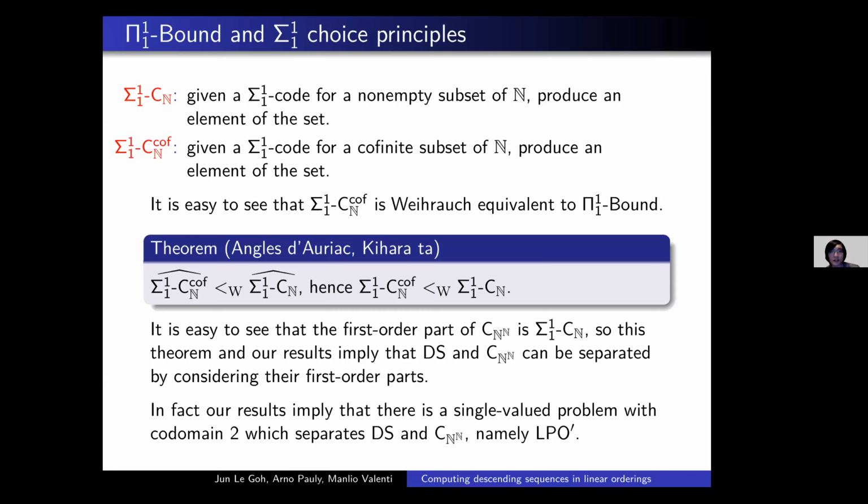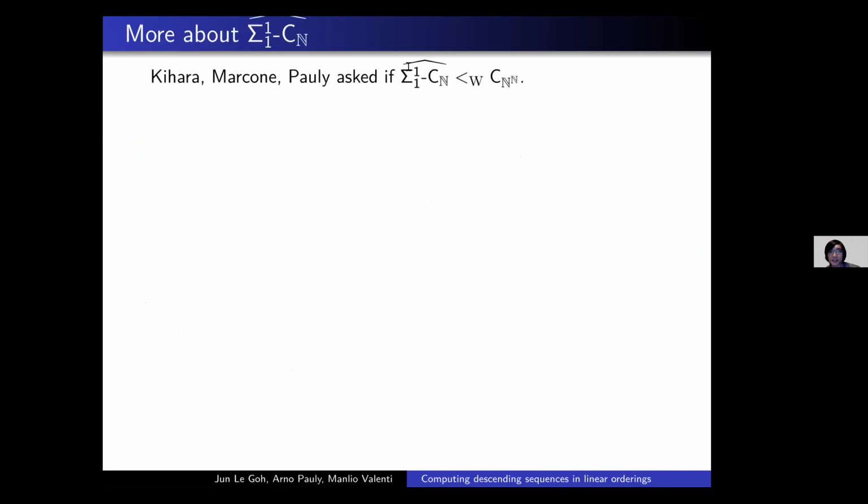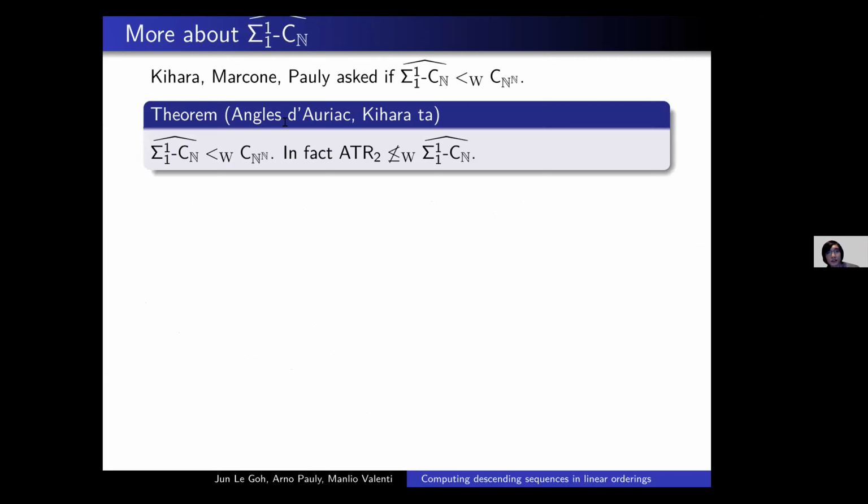In the remainder of the talk, I want to talk about another result in this paper by Angles-Dorec and Kihara, which concerns the parallelization of sigma 1 choice. Earlier, Kihara, Makona, and Polly asked if this is strictly below choice on Baire space. Angles-Dorec and Kihara showed that yes, they are separate. And what we're interested in here is the technique they used.